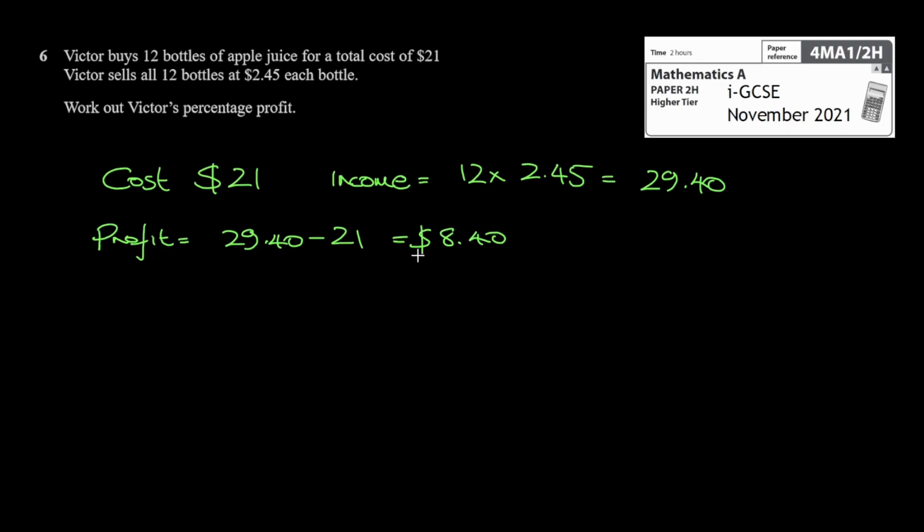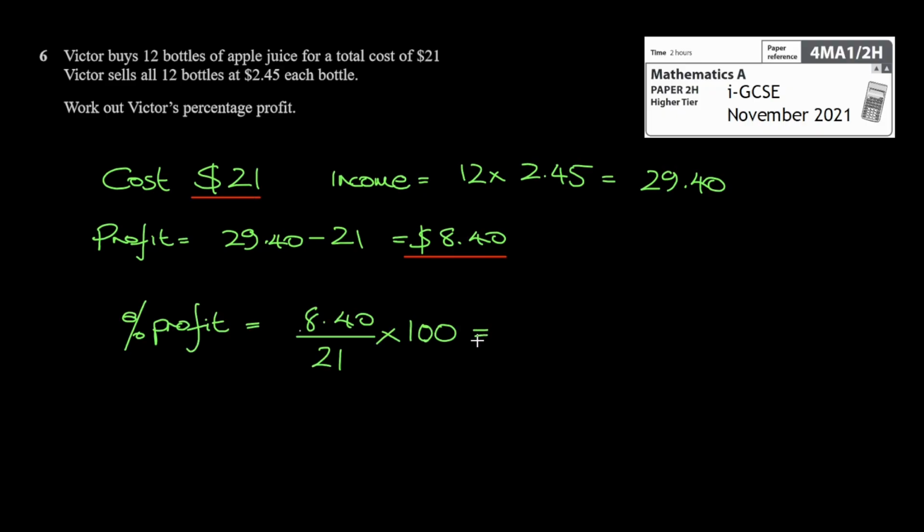Well, his profit is a proportion of his original cost. So the numbers involved will be his profit and the original cost, not the income. The percentage profit will be the profit divided by the cost multiplied by 100. And that's equal to 40%. And that's the answer.